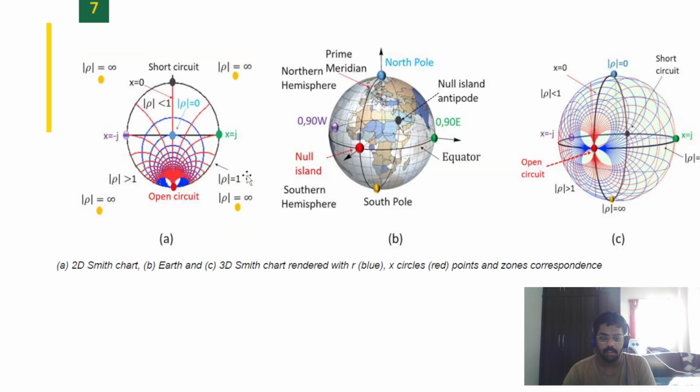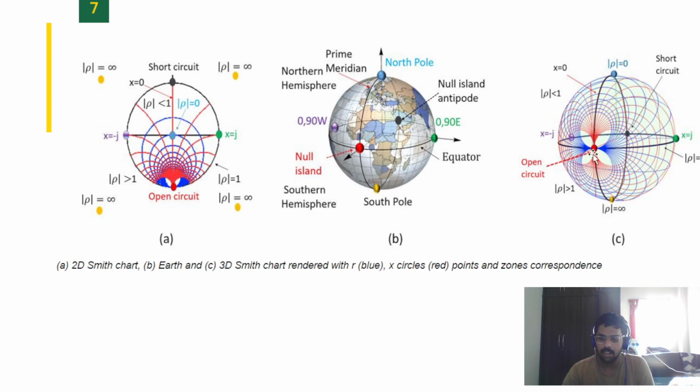And let me show the comparisons of the properties shown before. The 2D Smith chart is on this side, the normal 2D circle, and here is the perfect load, and here on the outside we have all the negative resistance values, negative impedance values, and inside we have the positive impedance values. Whereas this on one side is the earth, which is just for showing the analogy, and this is the 3D Smith chart inspired from this.